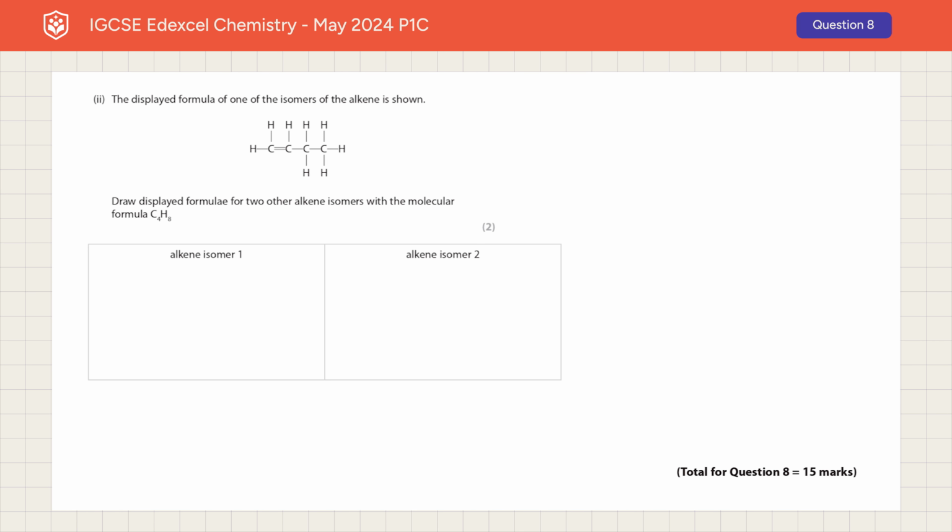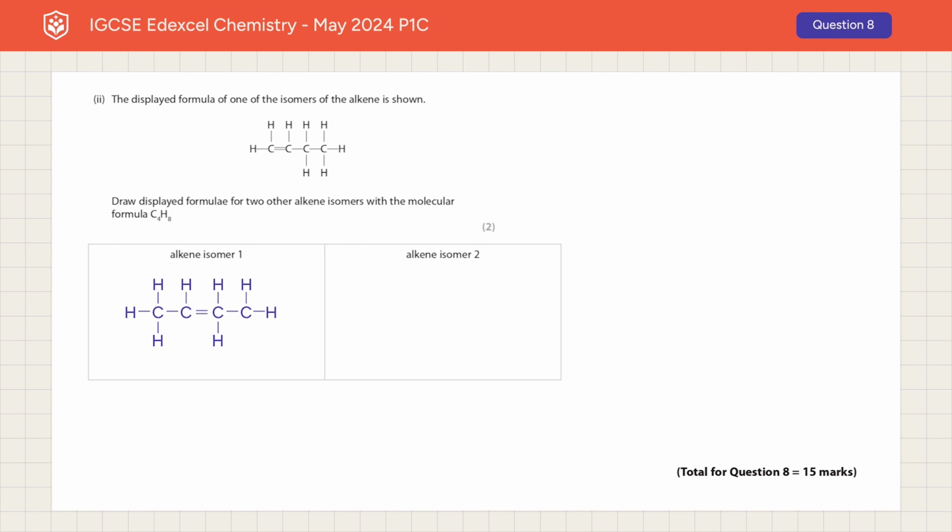Our molecular formula is C4H8. This is an alkene, so it must contain at least one carbon-carbon double bond. The question gives us one isomer, but-1-ene. Our job is to draw two more isomers. Remember, the double bond can move, or the carbon chain can branch.